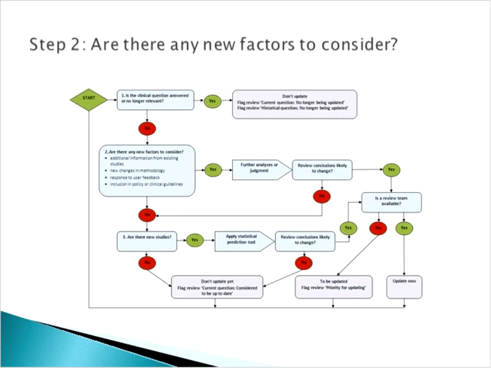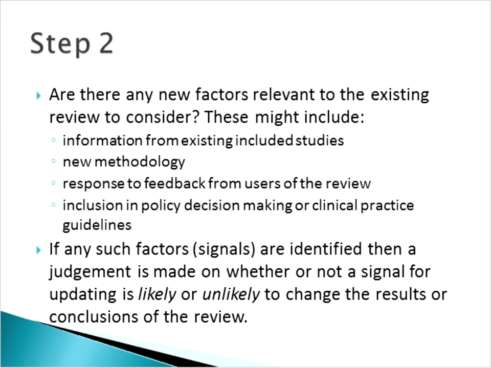So the second step down here is whether there are any new factors relevant to the existing review that you would need to consider. So what do we mean by that? Well, are there any new factors relevant to the existing review? These might include information from existing included studies. It might be that you have information about a new treatment regime, or information about harms, or a new population subgroup, or maybe long-term follow-up from your existing trials that would deem it necessary to update. People have said already new methodology, so the new risk of bias tool some people had said was a particular challenge within updating, but that might signify a need to update the review.